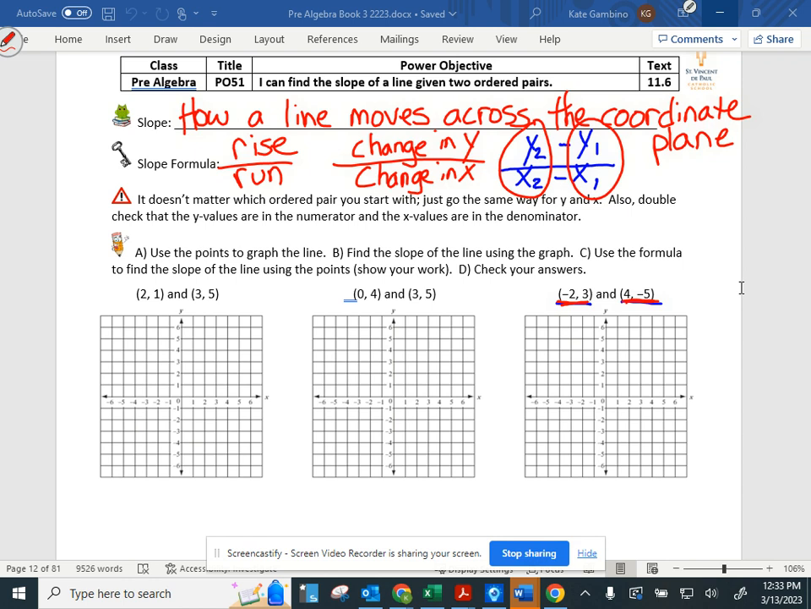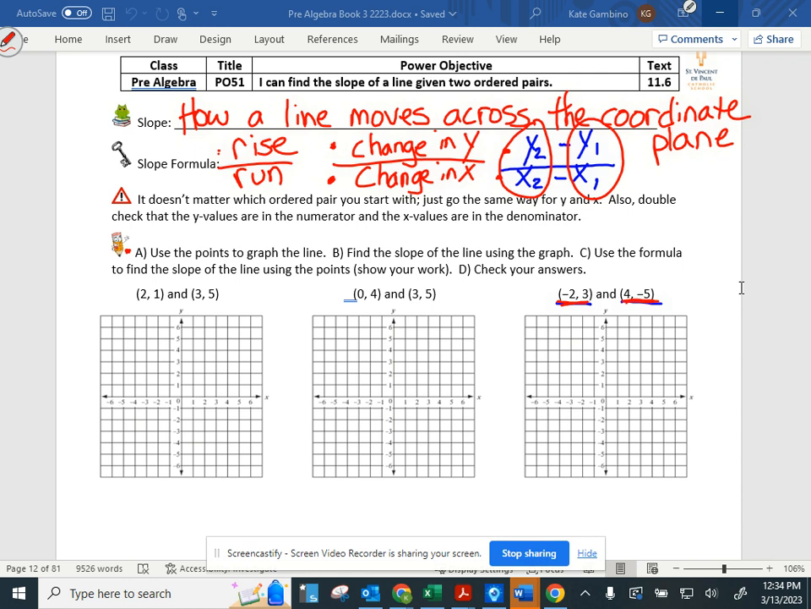Also, we're going to double check that the y values are in the numerator and the x values are in the denominator. So just like here, we had the change in y over the change in x. We need the y on top and the x's on the bottom. It's super easy to forget that. People just naturally want to put x on top, y on bottom. You have to remember, y's are on top with the slope, x's are on the bottom with the slope. The rise is the going up and down. That's our y's. That's always on top.